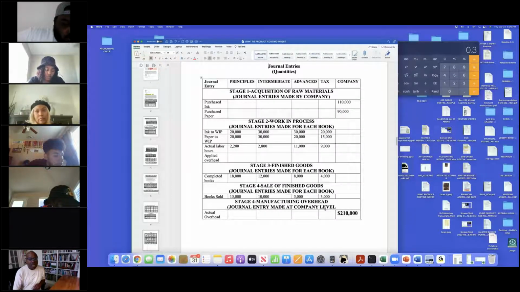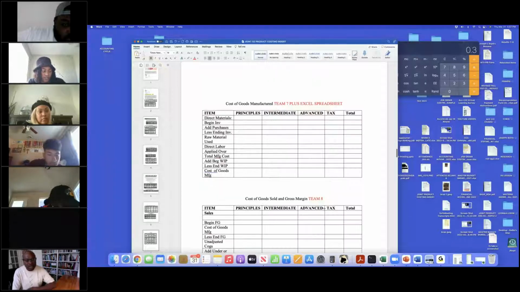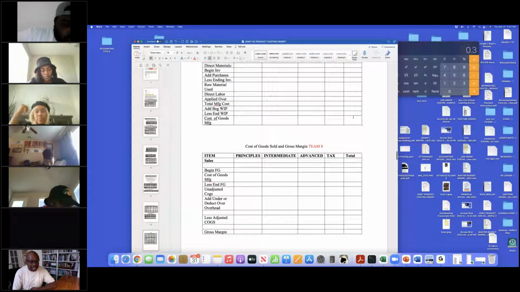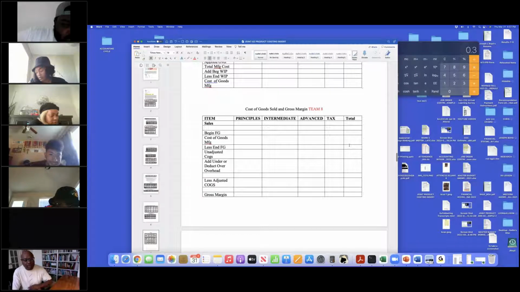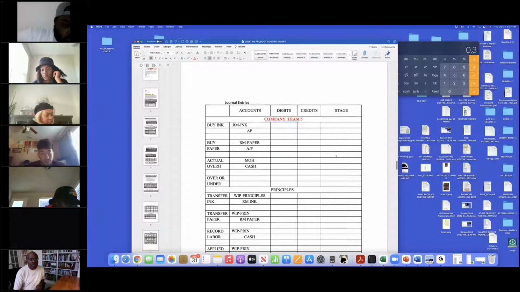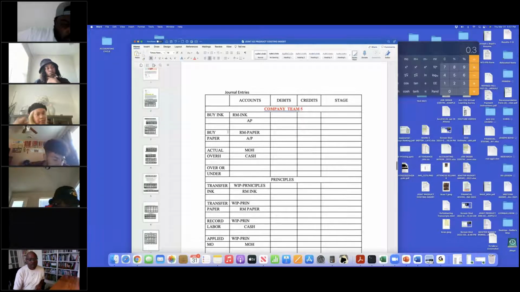Now, our goal is to come up with a cost of goods manufactured statement in total, simply by adding the four companies together, and a cost of goods sold in total, adding all four companies together. To do that, we have the company books where the ink is bought, the paper is bought, and then we pay the manufacturing overhead and record the over or under. So these items are made at the company's level.